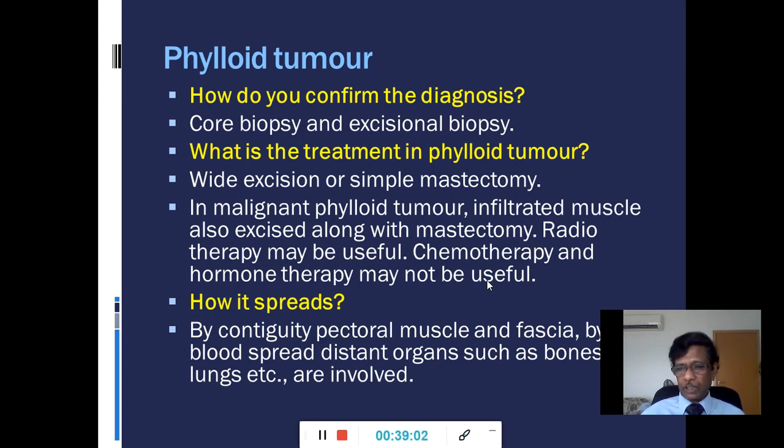Even if the lymph nodes are enlarged, they are not metastatic. The lymph nodes are not involved because it behaves like a sarcoma. So blood spread is common in this. So distant organs such as bones and the lungs are involved in these cases.